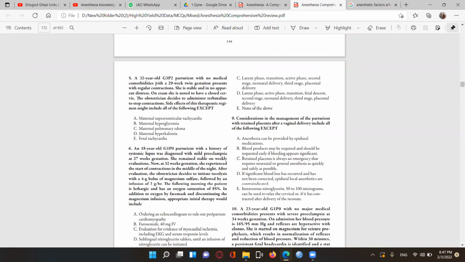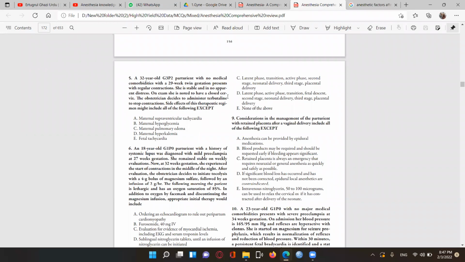Anyways, the next question is a 32-year-old G3P2 parturient with no medical comorbidities, with a 29-week twin gestation, presents with regular contractions. She is stable and apparently in no distress. On examination, she is noted to have a closed cervix. The obstetrician decides to administer terbutaline to stop contractions. Side effects of the therapeutic regimen might include all of the following except.